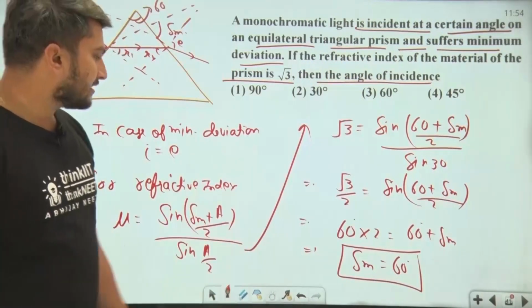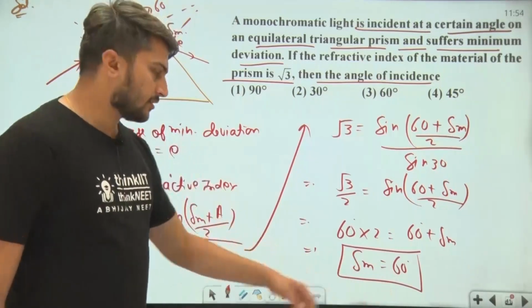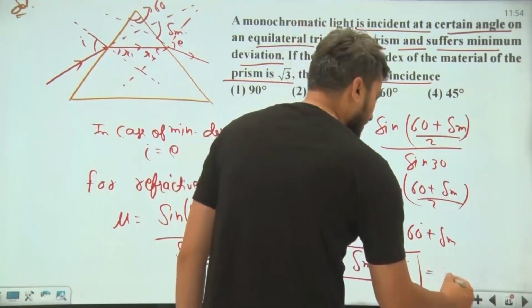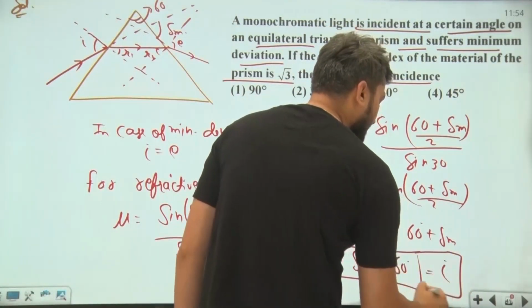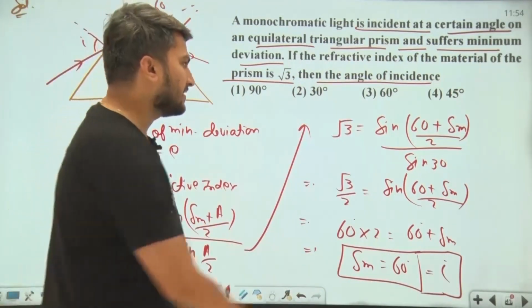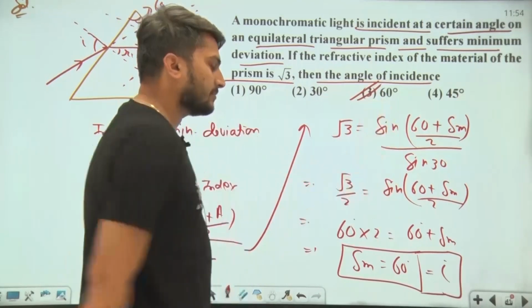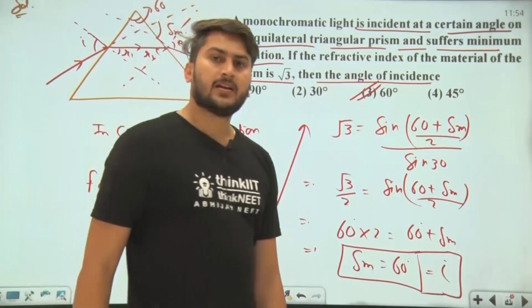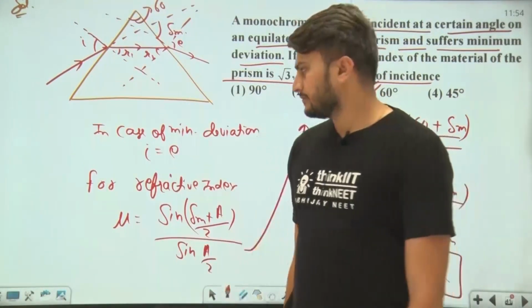As we know, the incident angle is also equal to the minimum deviation angle in the case of minimum deviation. So I comes to what? This is 60 degrees, that means option number 3. There is another method also.